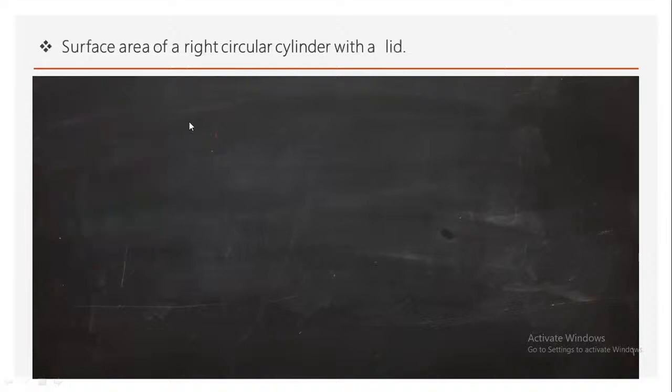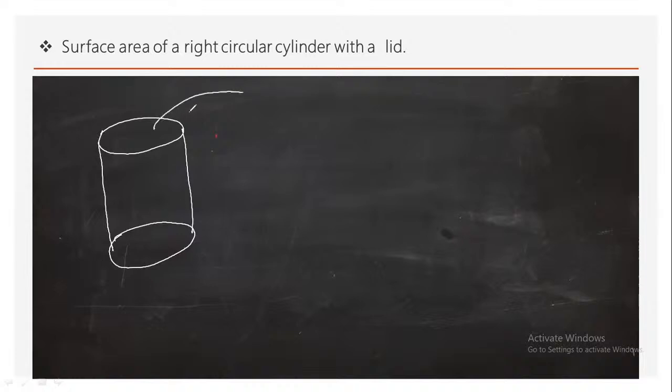Surface area of a right circular cylinder with a lid. Now I will draw a circle like this, and another circle. When we join them, this is a cylinder. Then we are going to find the surface area of the right circular cylinder.